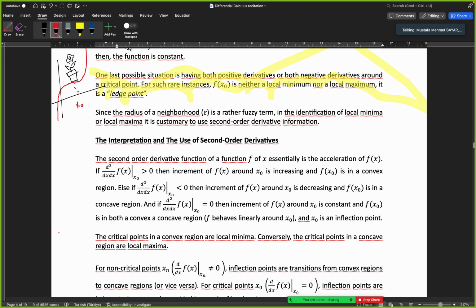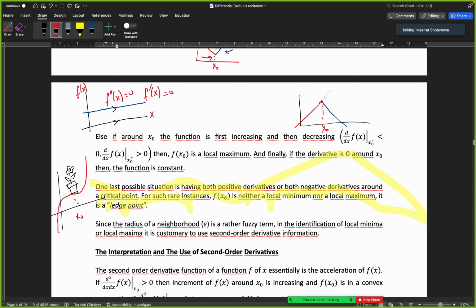And so teacher, an inflection point can be in a constant line. It is not only concave and convex. Any subpart of a function that behaves linearly is an inflection point. Okay, I thought only concave and convex. Not necessarily. Any region that behaves linearly. Okay.